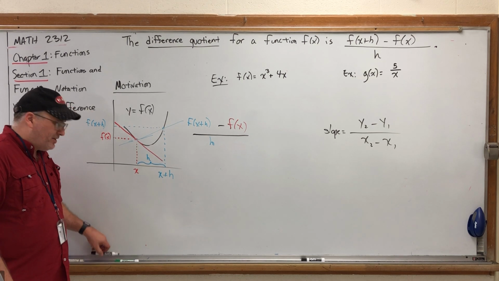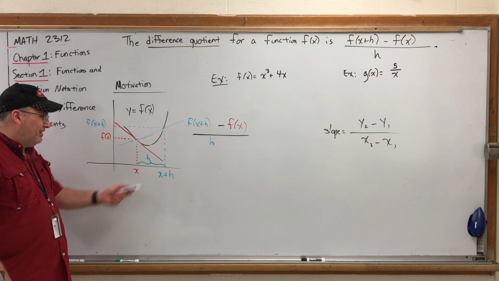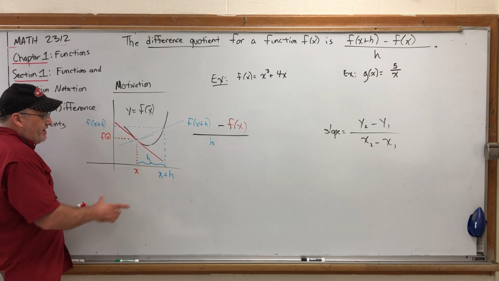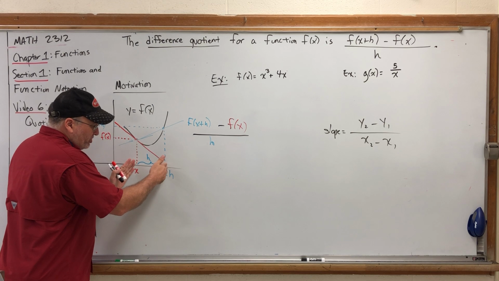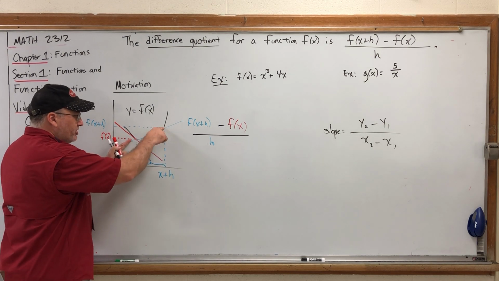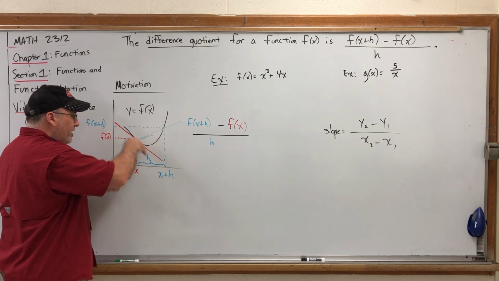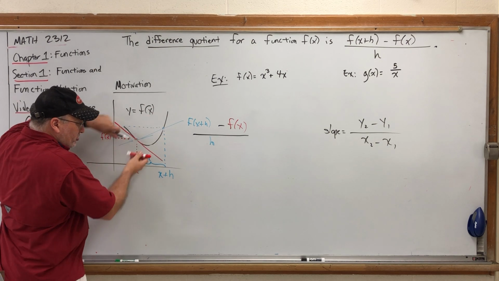In calculus, it's something called a limit, and you would take the limit as h approaches 0. In other words, you would let this difference between the x's collapse to 0, forcing the second x to become the first x, forcing the blue point to become the red point, and then seeing what happens to the slope.